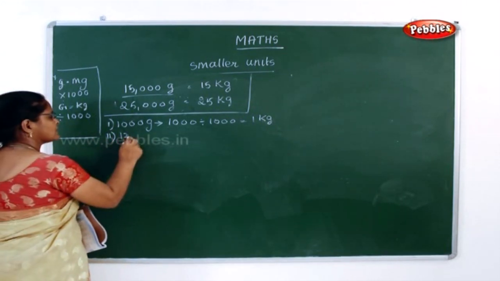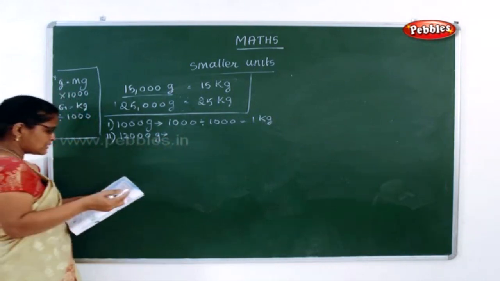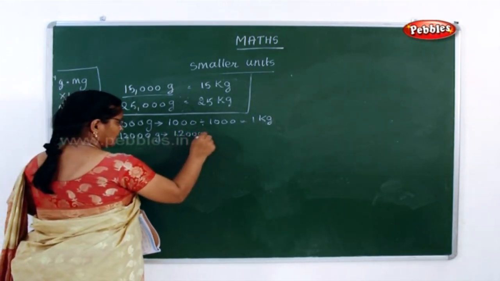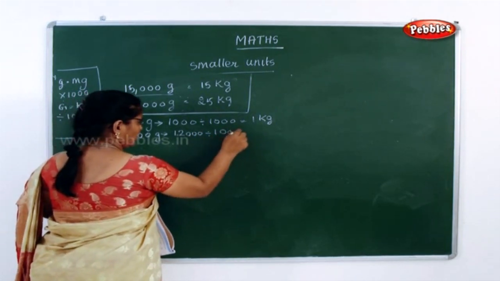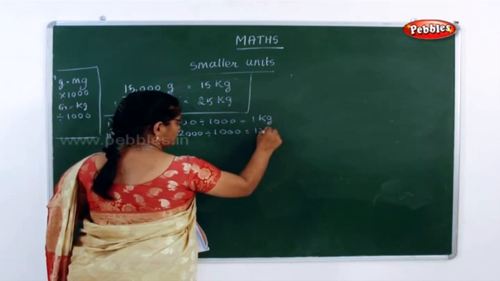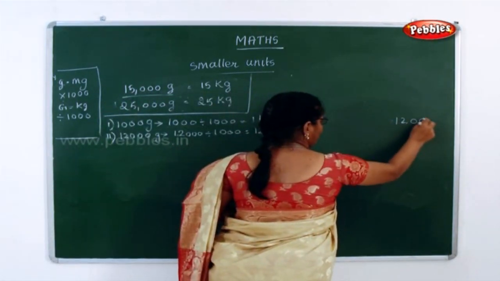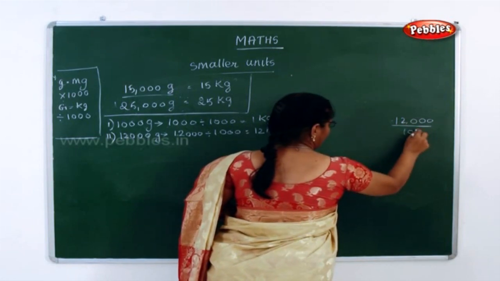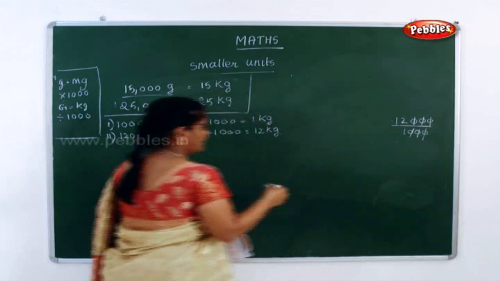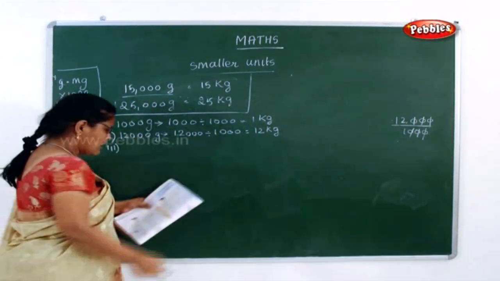Now what is the second one they have given in your book? It is 12,000 gram. Now how will you write 12,000? It is 12,000 divided by 1000. Now what is 12,000 divided by 1000? It is 12 kg. So for your rough column, I'll tell you: how will you divide 12,000 by 1000? Very easy. This 0, again this 0. What is remaining here? It is 12. So this is how you have to convert the gram into kilogram.